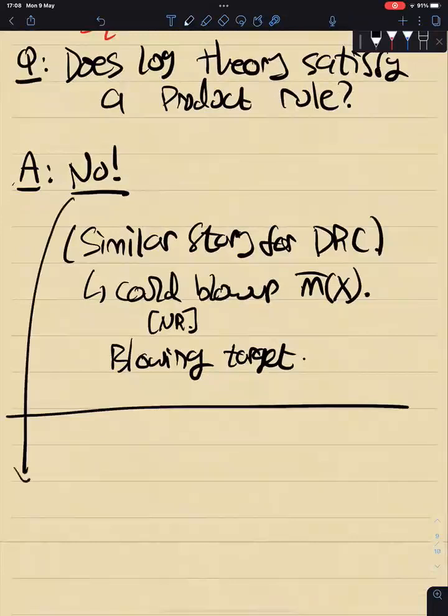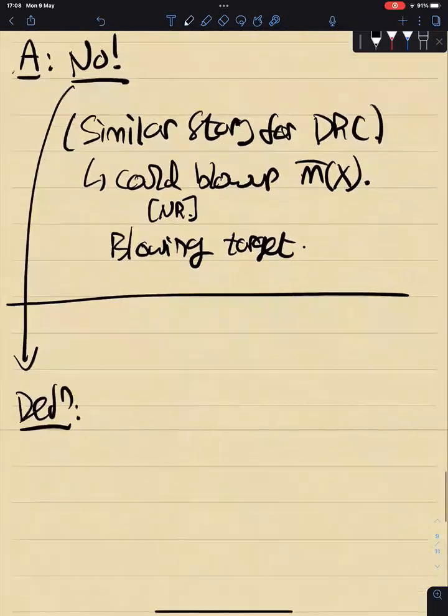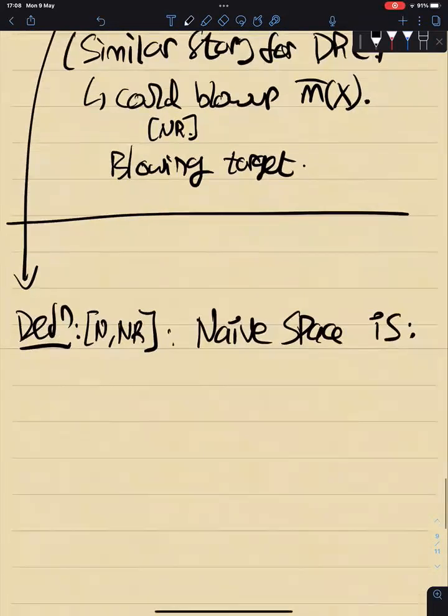Let me show you how this happens and what goes wrong. First, a definition. This first appeared in an early form in my thesis, and then was developed in this paper with Dhruv. This is the thing we call the naive space. The naive space is just the fiber product.